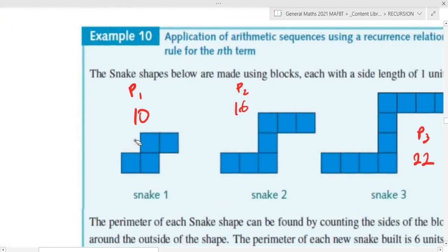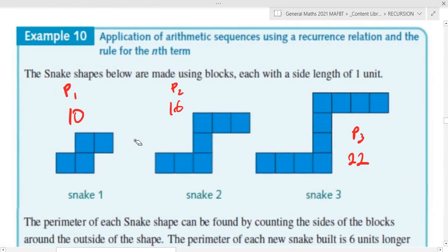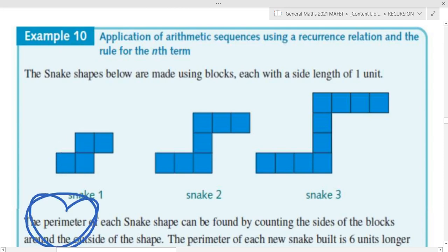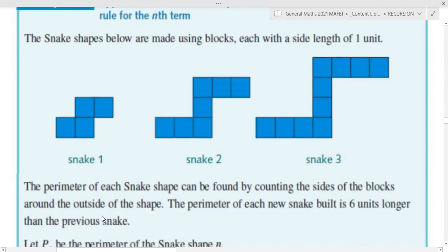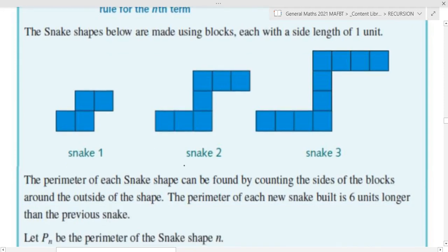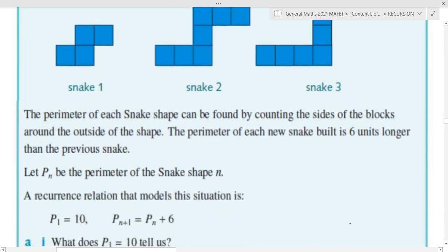So if you look here, we're looking at these shapes, okay? Each side of the shape is equal to 1, so each side of these squares is just equal to 1. And we're measuring the perimeter of each snake or each shape, and it can be found by counting the sides of the blocks around the shape itself. The perimeter of each new snake built is 6 units longer than the previous. Okay, good. That makes sense.